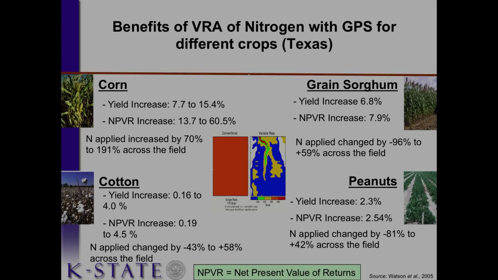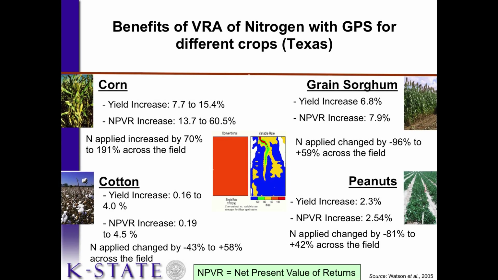In terms of variable rate application of inputs, this is where it really varies a lot. So we have corn. And the one thing I want to point out here is, remember I mentioned that it varies in the field how much you're going to apply. So this varies a lot. This is nitrogen applied for these different crops. This is an experiment in Texas, and this is what they ranged from. So for cotton, they dropped it by 43% in parts of the field, but increased it up to 58% over the regular application rate in other parts of the field. Notice for corn, it went up 70 to 191%.